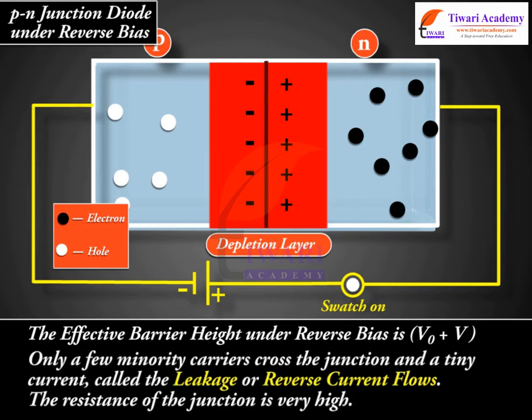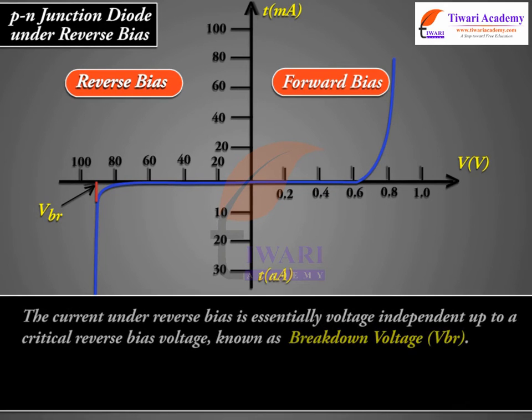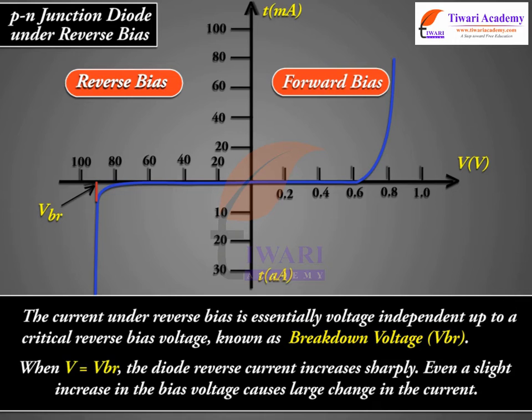Only a few minority carriers cross the junction and a tiny current, called the leakage or reverse current, flows. The resistance of the junction is very high. The current under reverse bias is essentially voltage independent up to a critical reverse bias voltage known as the breakdown voltage, VBR. When V is equal to VBR, the diode reverse current increases sharply. Even a slight increase in the bias voltage causes a large change in the current.